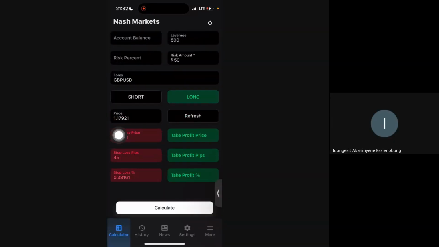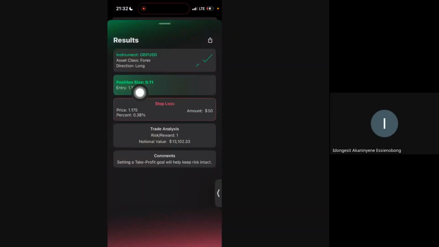Now let's put done and let's calculate. Now you see our lot size is the same thing, position size is the same thing as whatever we calculated earlier, 0.11. And when you just input it, you see that our risk amount is our risk to reward. Why? Because we did not add take profits on this area.